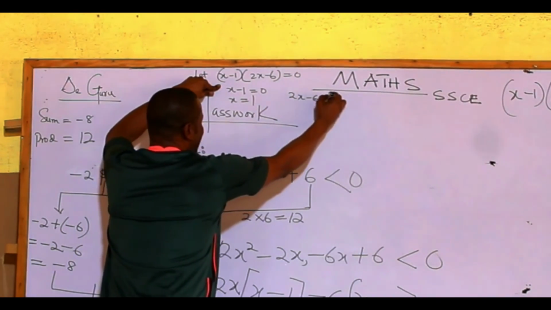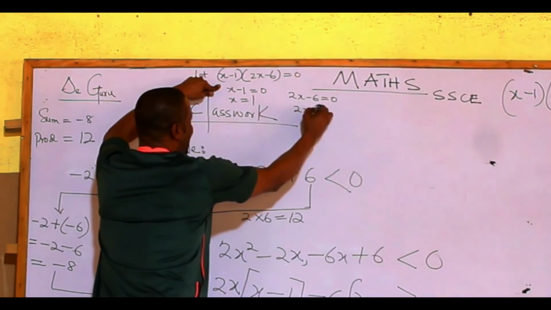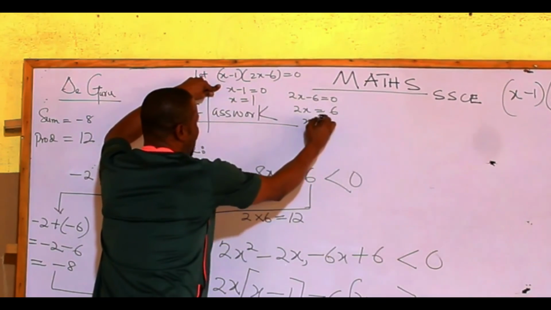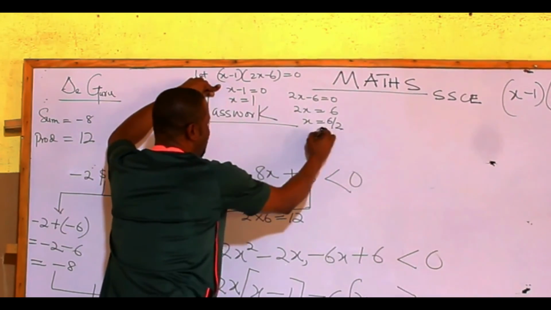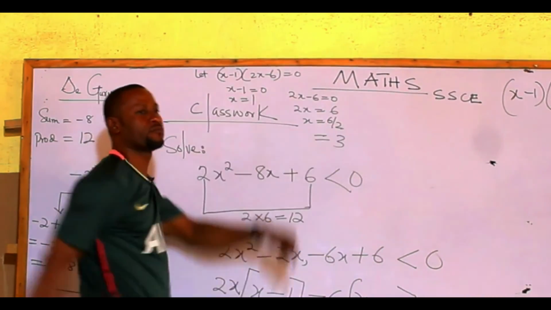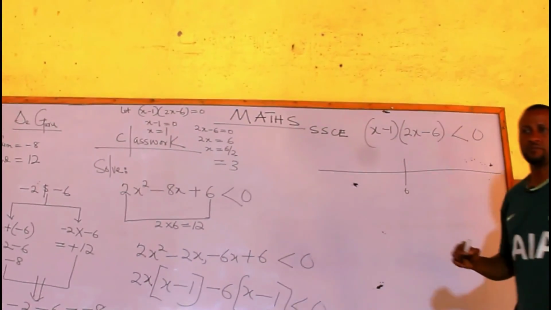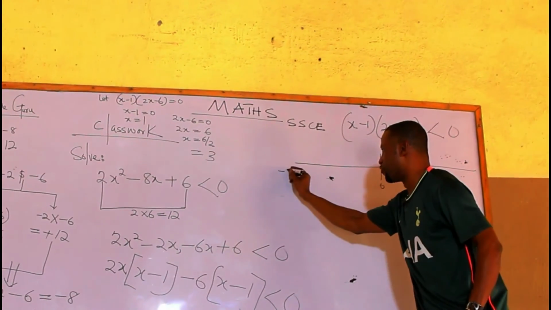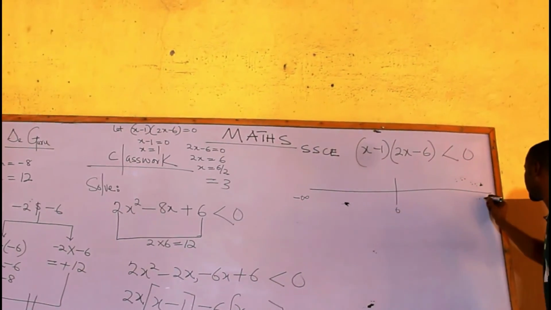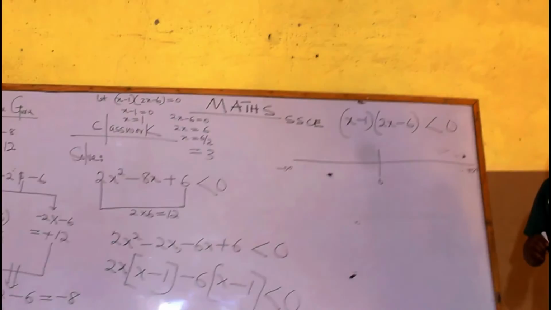2x minus 6 equal to 0. That means 2x will be equal to what? 6. Class, what is x now? 6 over 2 equal to what? 3. So we do like this. Watch me. This is my number line, from minus infinity to where, somebody? Plus infinity.